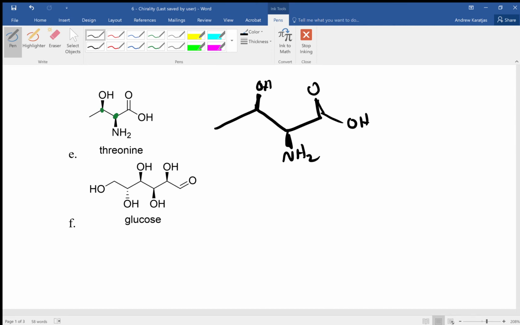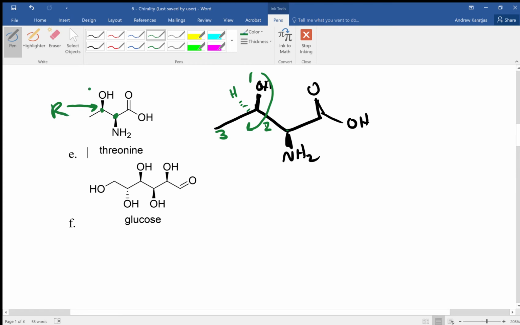So the center on the left, oxygen is 1, carbon to the right because of the nitrogen is 2, and the methyl is 3. The hydrogen not drawn in is already pointing back. So we have R. On the right, the nitrogen is highest priority. To the left, we have a carbon with an oxygen and a carbon. But to the right, we have a carbon that's bonded 3 times to oxygen. So that'll be higher priority here. Goes counterclockwise, and we have S.